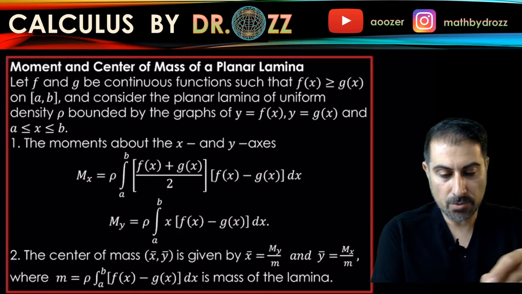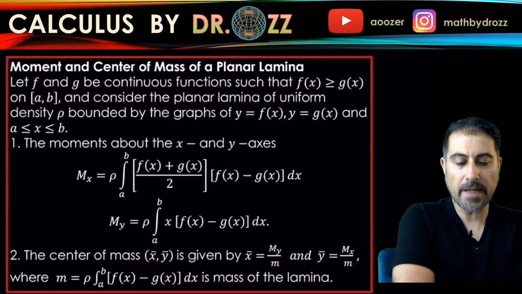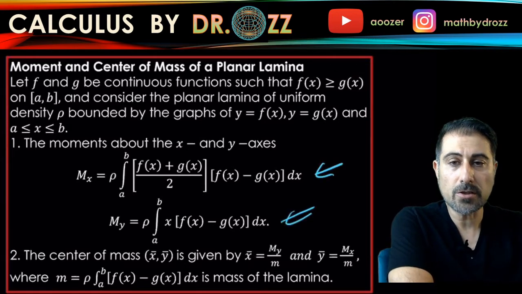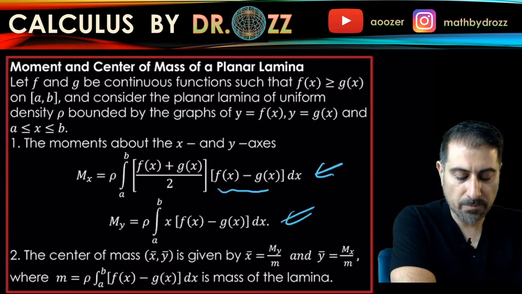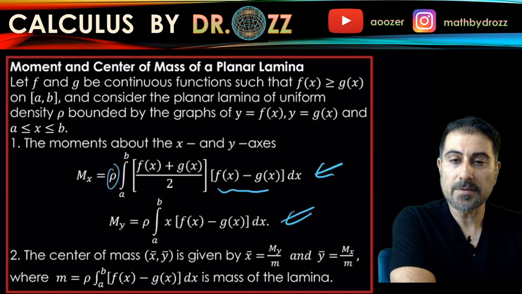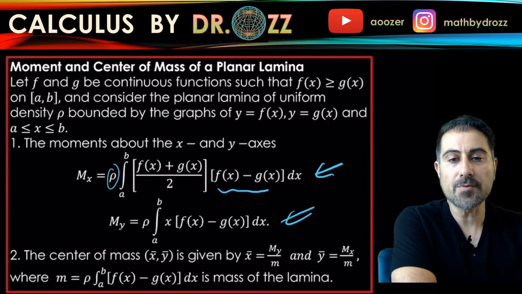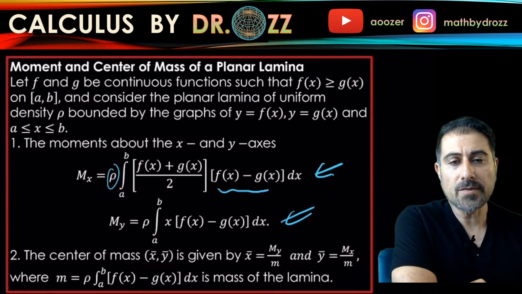So we're going to use this formula and this formula all the way. We're going to take the average of f and g multiplied by the difference f minus g here and integrate. And obviously we multiply by rho. And for m sub y, we're going to multiply x by the difference between f and g, and integrate. And the center of mass is the moments divided by m. So x bar is going to be the moment about the y-axis divided by m. M is the total mass, by the way.